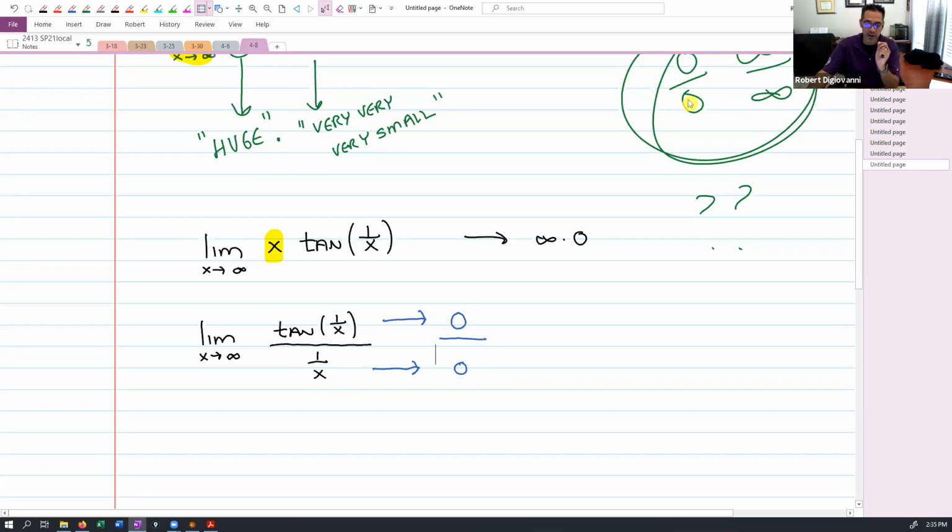So that's the trick. If you see infinity times 0, or even the other way around, you have to grab one of those. You could either have grabbed the x or the tangent of 1 over x and drop it down to the bottom as 1 over it. I picked x because 1 over x on the bottom is nice and clean. If I were to have taken the tangent to the bottom, it would have looked like this.